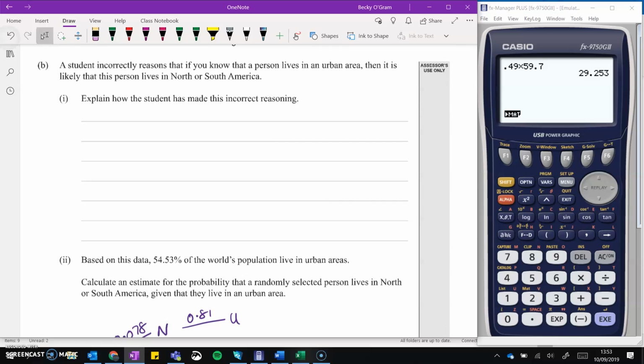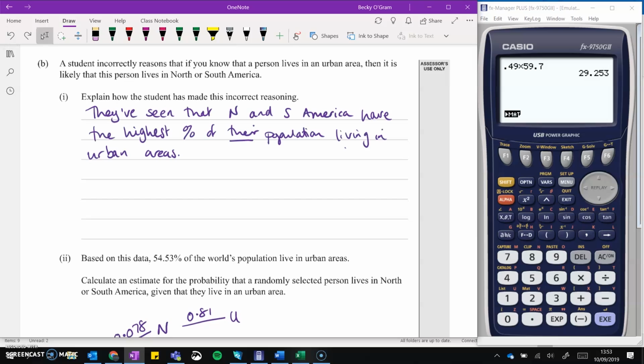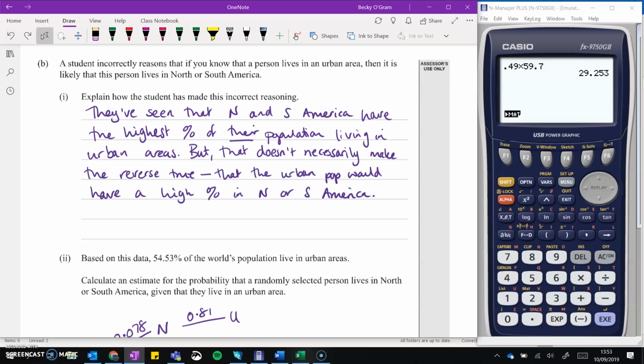So they've seen that North and South America have the highest percentage of their population living in urban areas, but that doesn't necessarily make the reverse true, that the urban population would have a high percentage in North or South America. The conditional probability doesn't work backwards. If they live in South America, they've got a high chance of being in an urban area, but it doesn't work in reverse, that if they live in an urban area, they've got a high chance of being in South America.